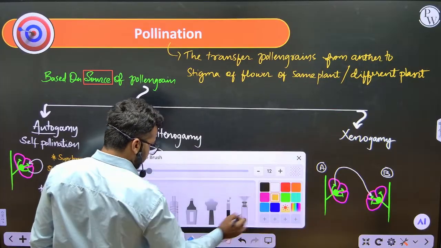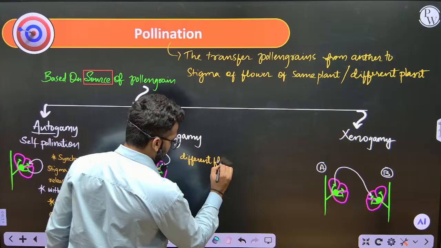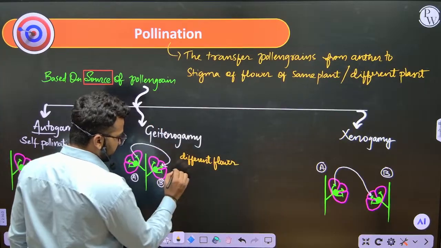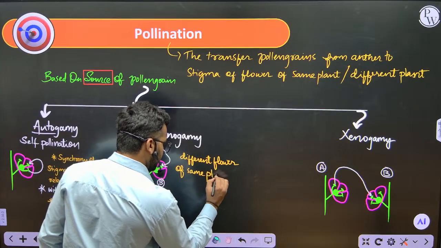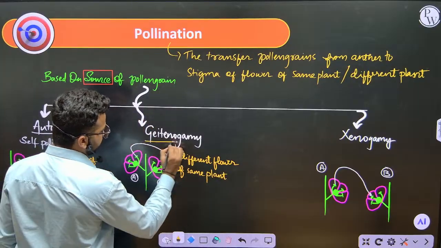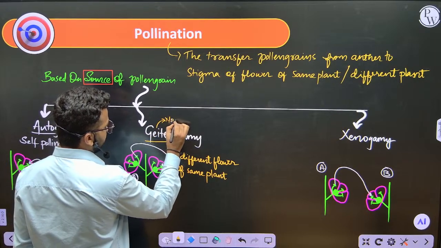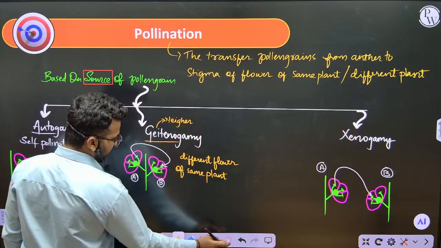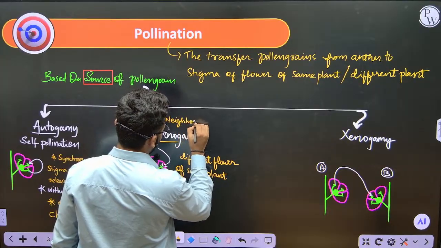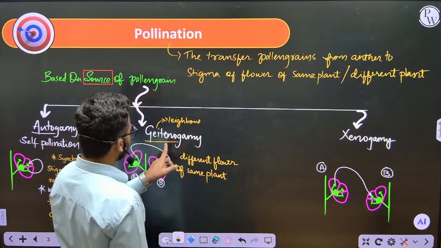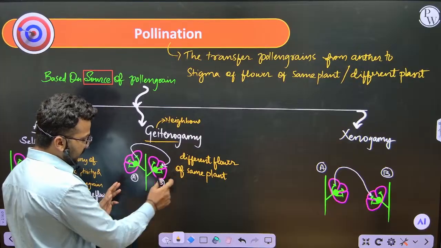So I will write here, of different flower of same plant. That is nothing but geitonogamy. Here geitono is there, no? This geitono means neighbor. Neighbor flower reproduction. This neighbor flower reproduction will take place with the involvement of both A and B flowers of the same plant.